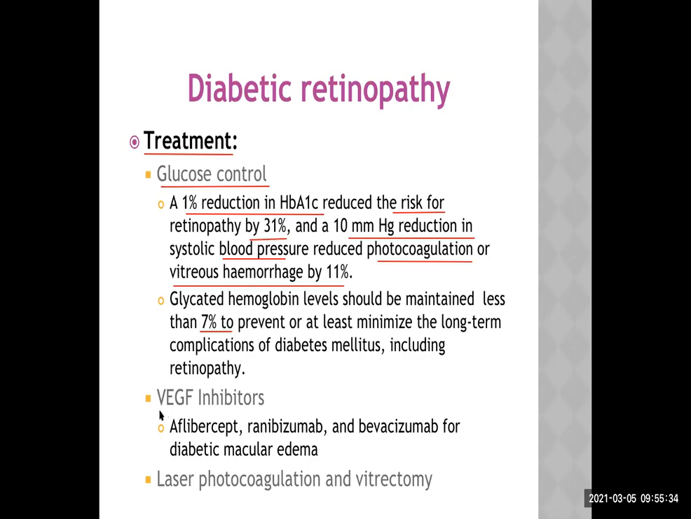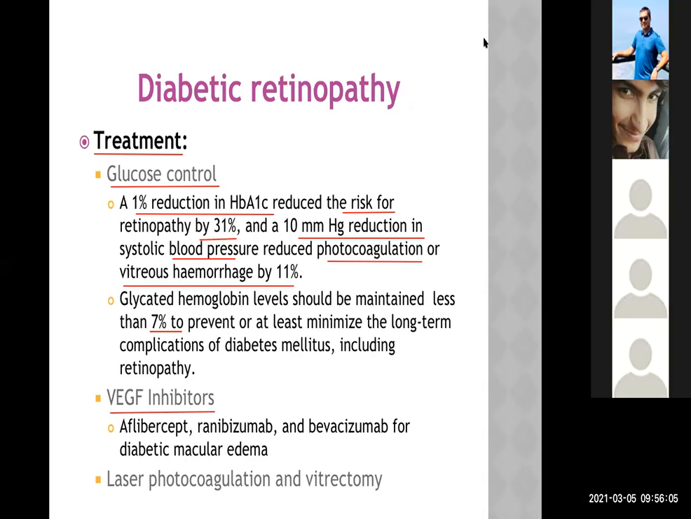Another type of therapy is VEGF inhibitor. This is vascular endothelial growth factor inhibitor. Now see there, these are the monoclonal antibodies: aflibercept, ranibizumab, and bevacizumab. So these are a bit difficult names for you to remember. You can simply remember the VEGF inhibitor in the beginning. Later on, when you revise, these names will be quite familiar for you. So they can be used in the treatment of diabetic macular edema.